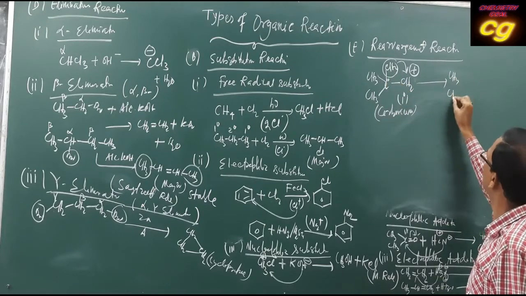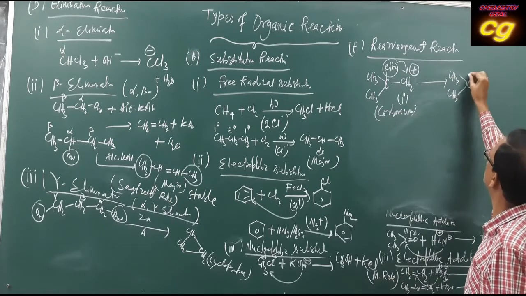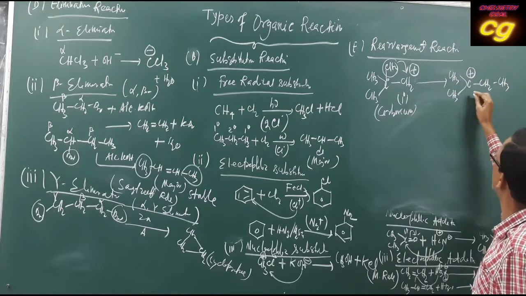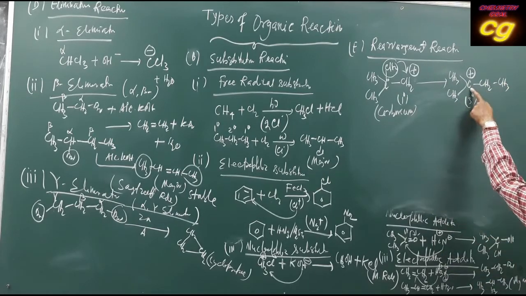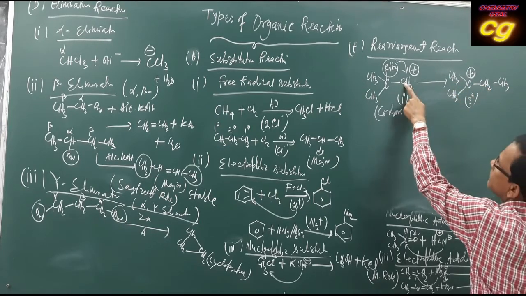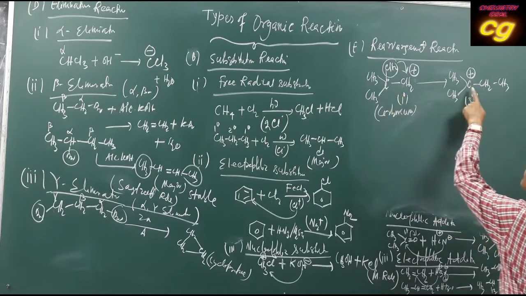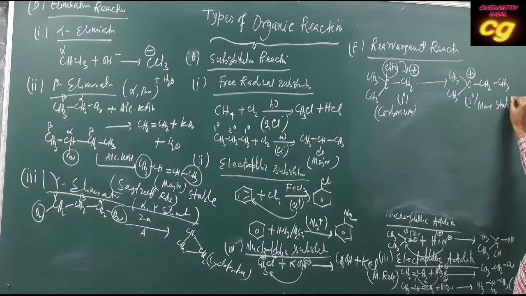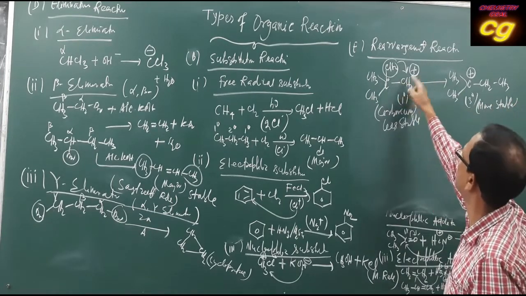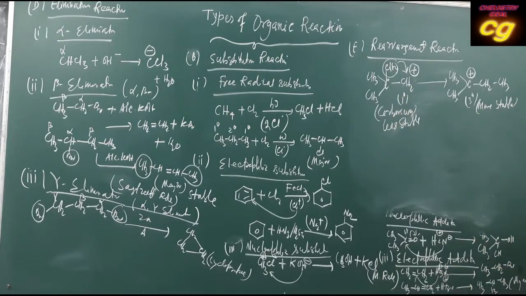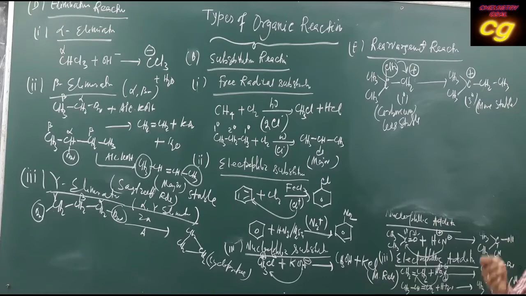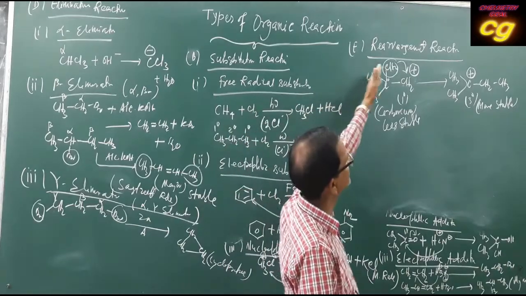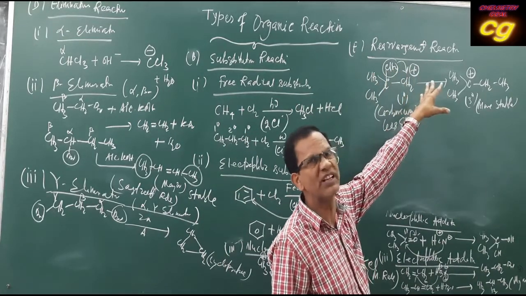Here CH3 now attached to the C carrying plus charge, then becomes CH2, CH3. This is now tertiary, because this carbon is attached to three carbons: 1, 2, 3. Here the carbon was primary, directly attached to only one carbon. Primary is less stable, but tertiary is more stable. So this type of shifting of one group or atom to another position, forming a more stable product, is called a rearrangement reaction.